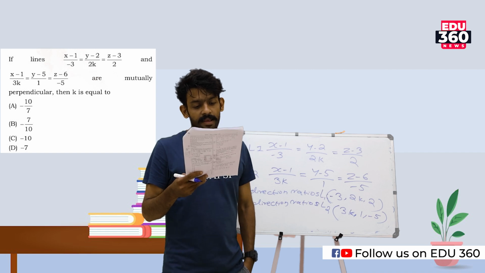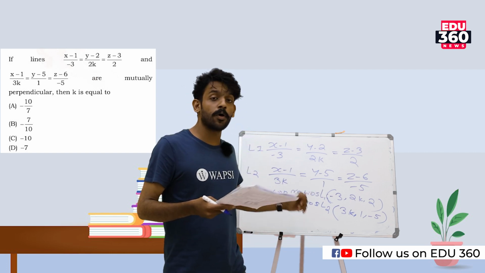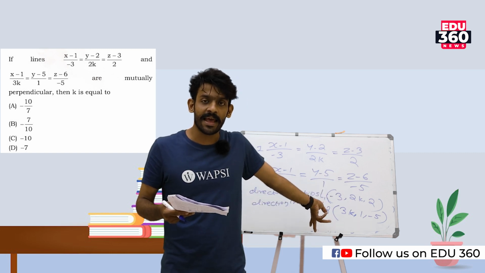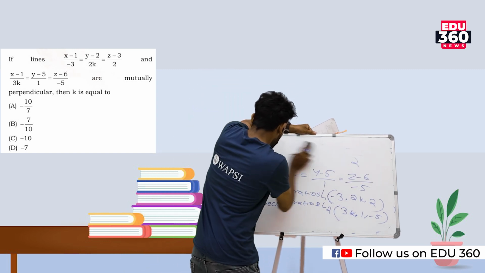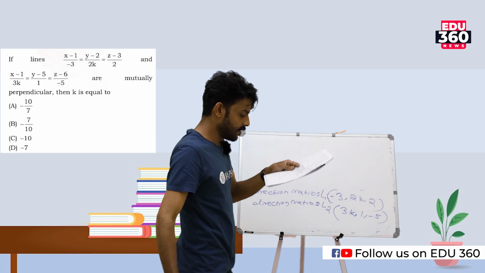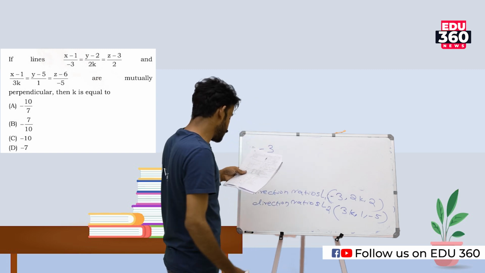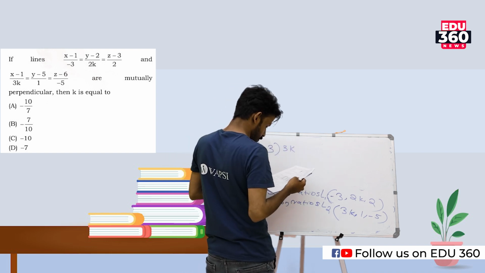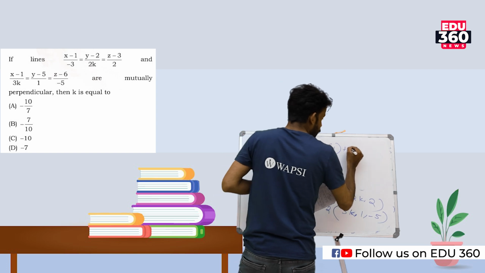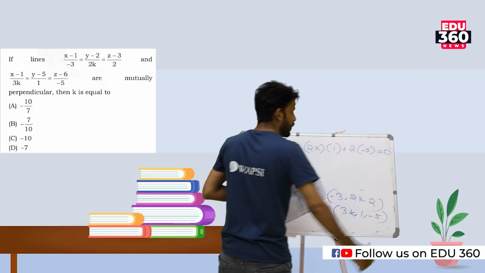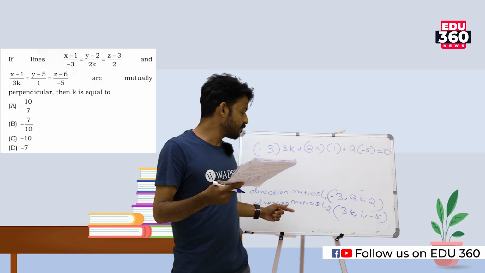It's given that the lines are mutually perpendicular, so the dot product of their direction ratios is 0. So we can write minus 3 into 3k, plus 2k into 1, plus 2 into minus 5 is equal to 0. If the lines are perpendicular, then the dot product of their direction ratios is 0.